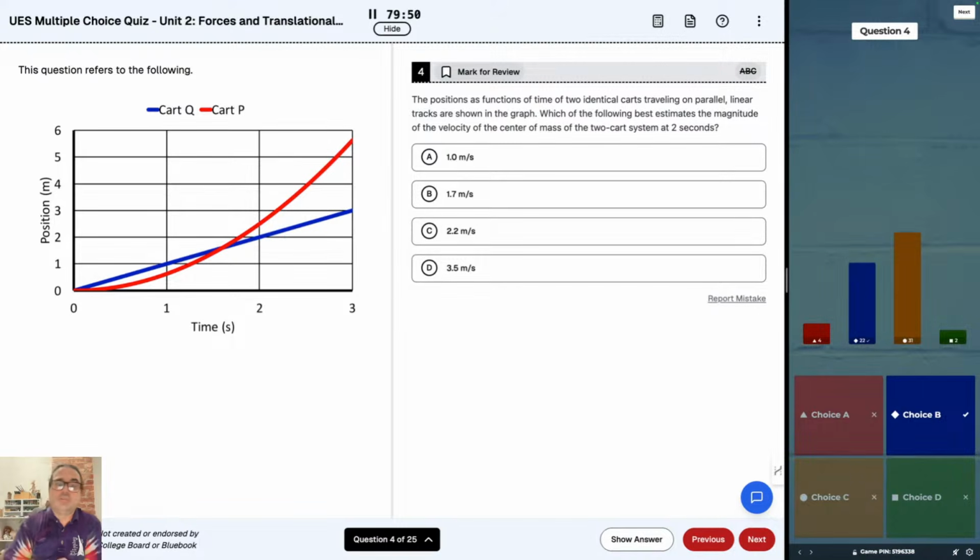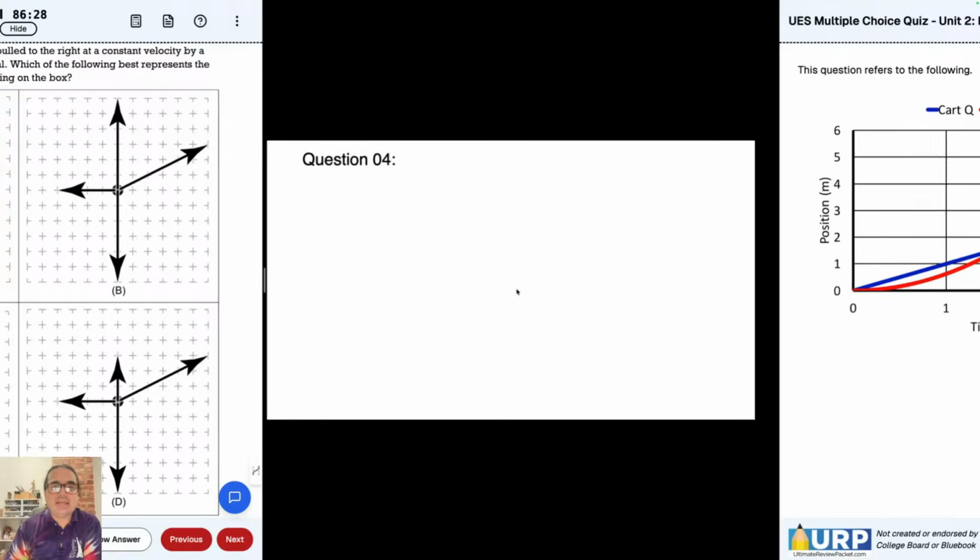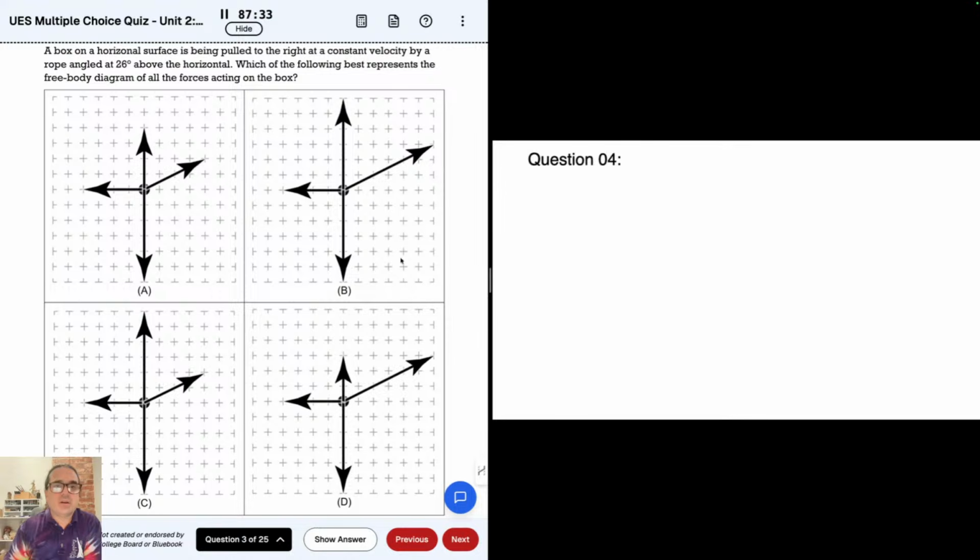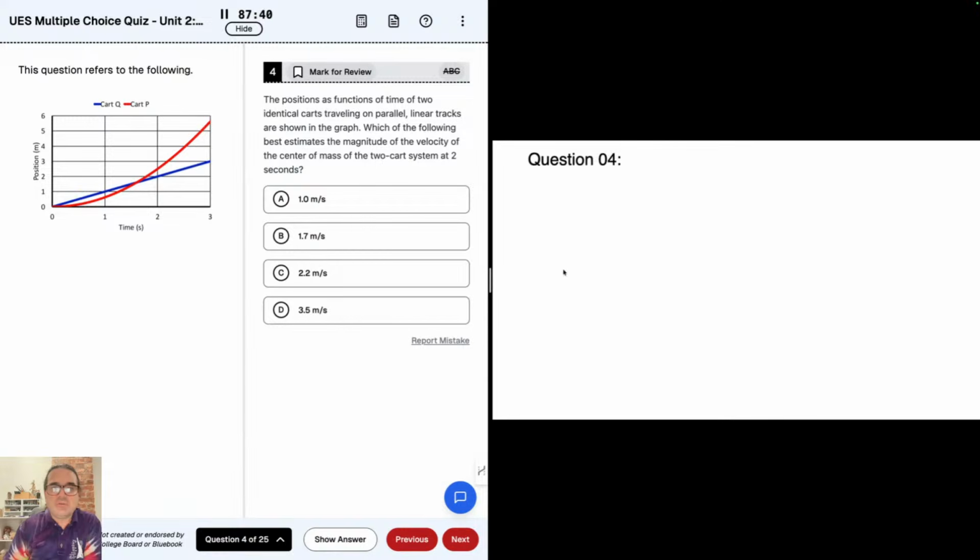All right, choice B is the correct answer. Let's walk through why that is. All right, so we are on question 4. Let's move on to question 4 here. All right, so let's see.